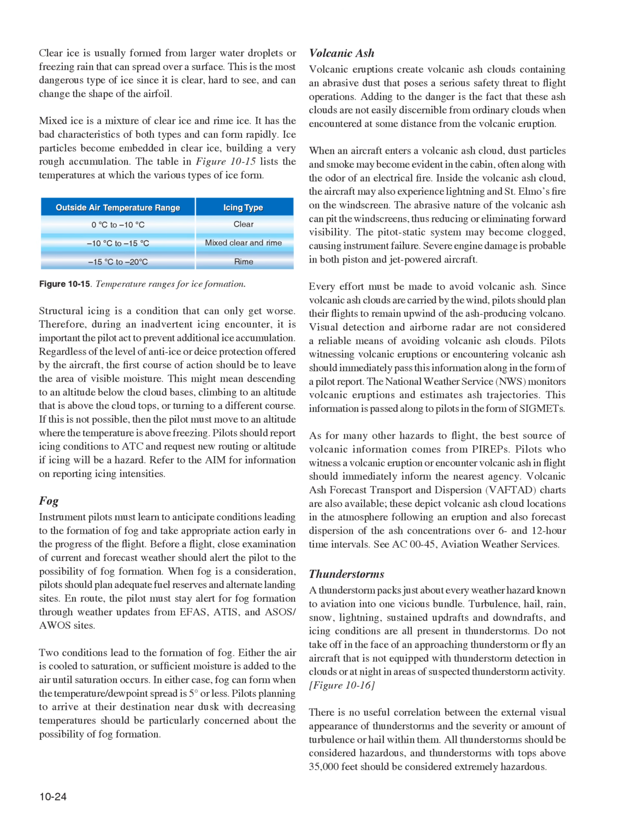Structural icing is a condition that can only get worse. Therefore, during an inadvertent icing encounter, it is important the pilot act to prevent additional ice accumulation. Regardless of the level of anti-ice or deice protection offered by the aircraft, the first course of action should be to leave the area of visible moisture. This might mean descending to an altitude below the cloud bases, climbing to an altitude that is above the cloud tops, or turning to a different course. If this is not possible, then the pilot must move to an altitude where the temperature is above freezing.